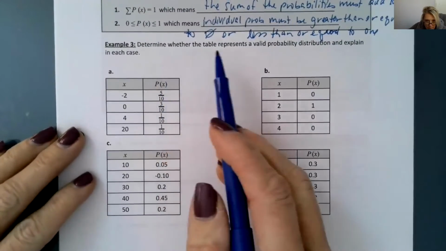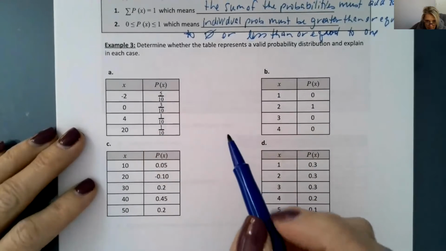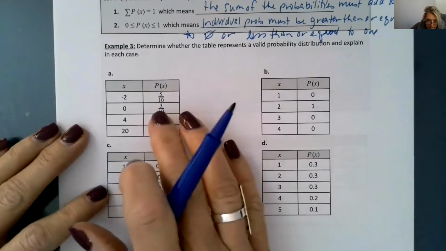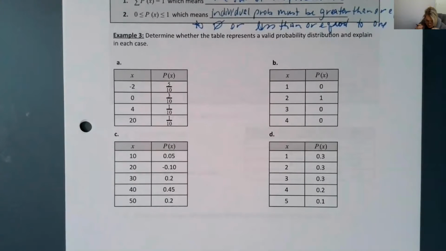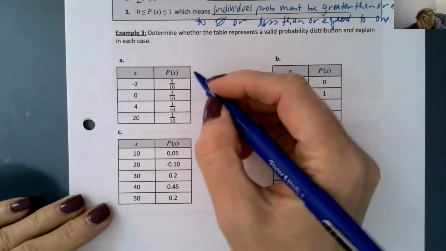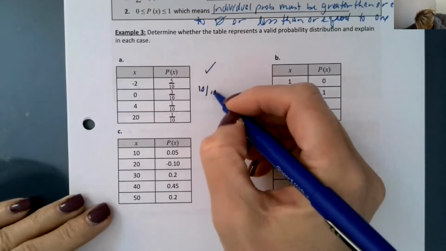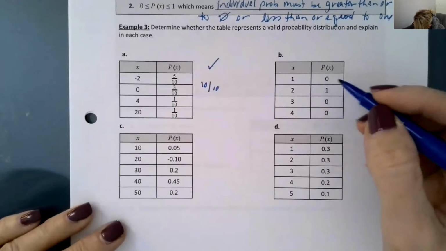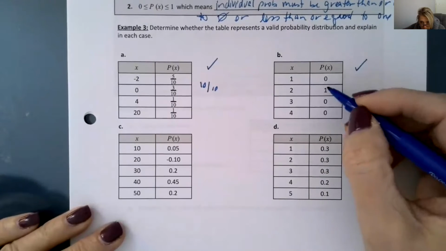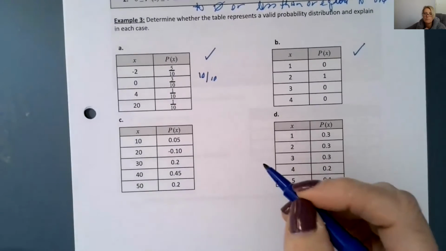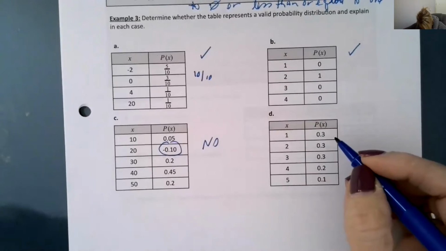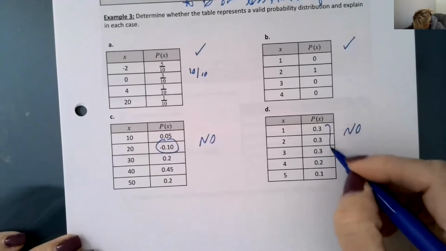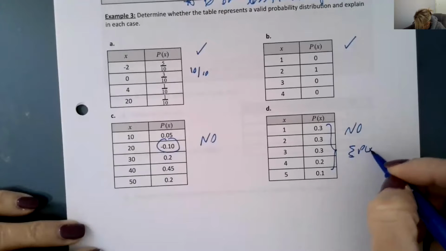So in example 3, it says determine whether the table represents a valid probability distribution and explain each case. So I'd like you to pause the recording and go through each of these scenarios and see if it meets both of these criteria. And I'll be back. So this first one does. The probabilities add to 10 over 10, and each are positive but less than 1. B is a yes. They add to 1, and they're each greater than or equal to 0 and less than or equal to 1. C is no. We cannot have a negative probability. And D is a no, because the sum of the probabilities is greater than 1.